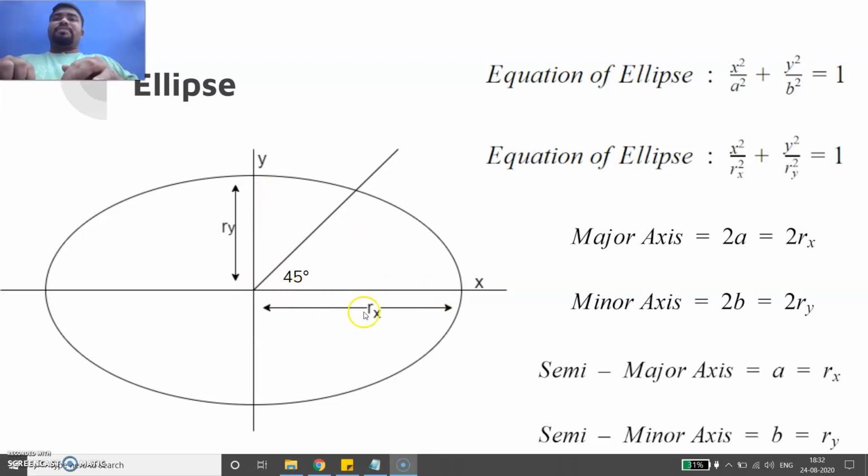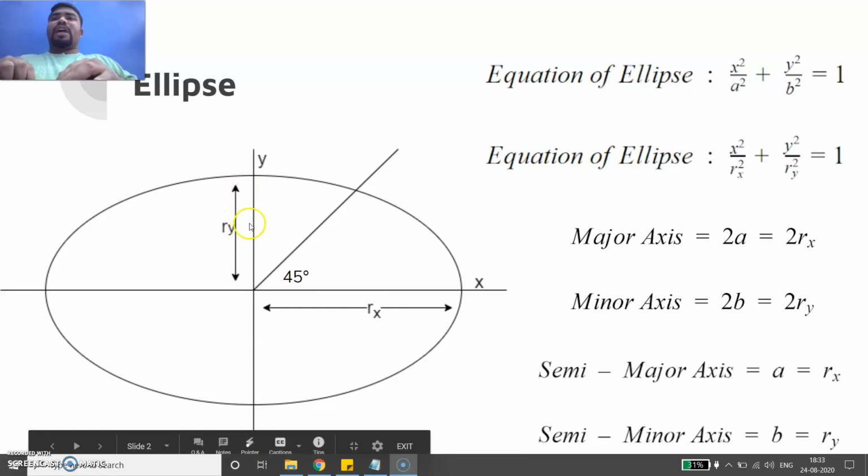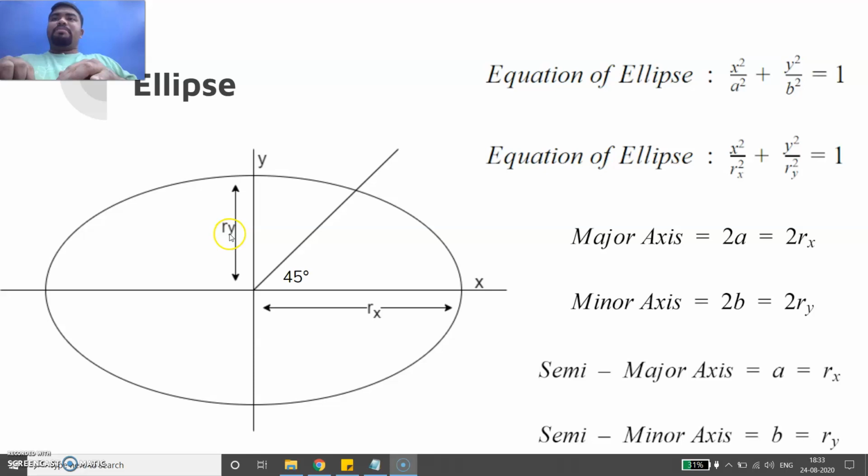The major axis is represented by Rx. We also call it A, and the minor axis is represented as Ry. We call it B. Actually the major axis is the entire path, so it is 2 times Rx, and the minor axis is this entire y-axis, so it is 2 times Ry, right? Half of it is the semi-minor axis, and this is the semi-major axis, Rx.